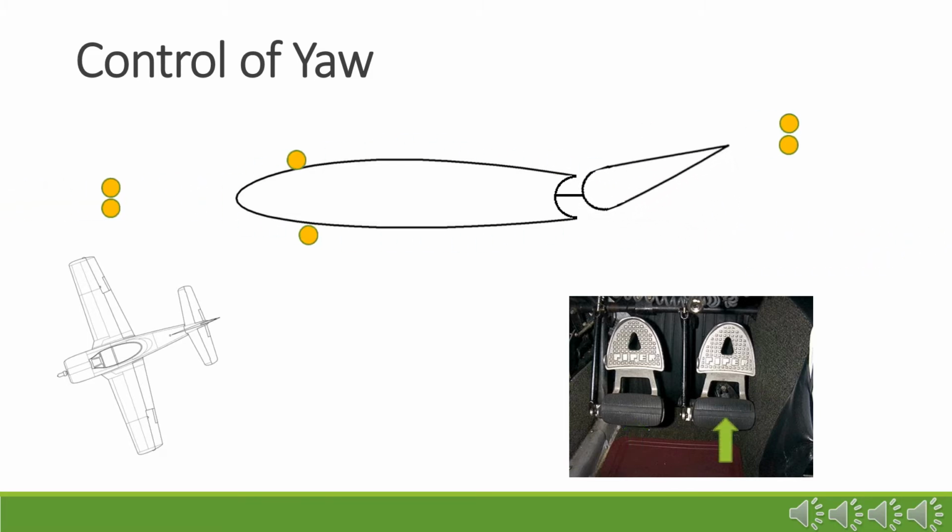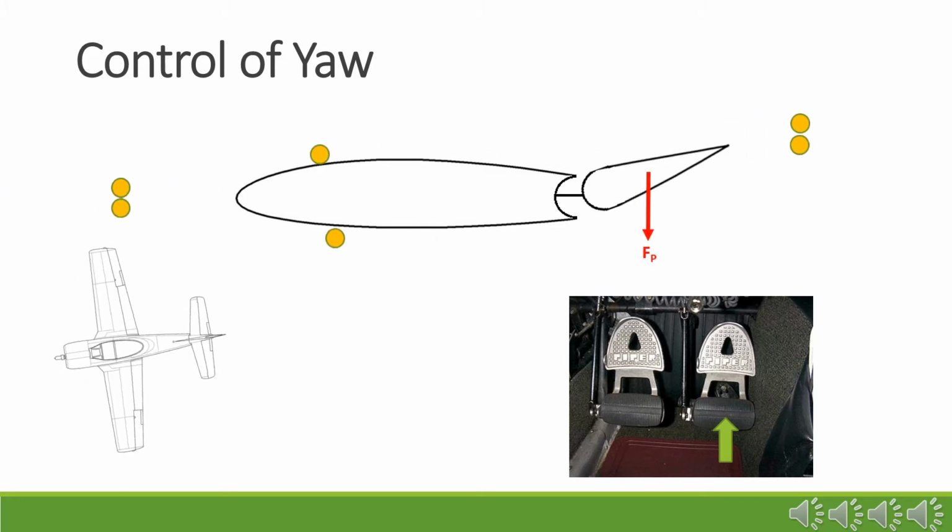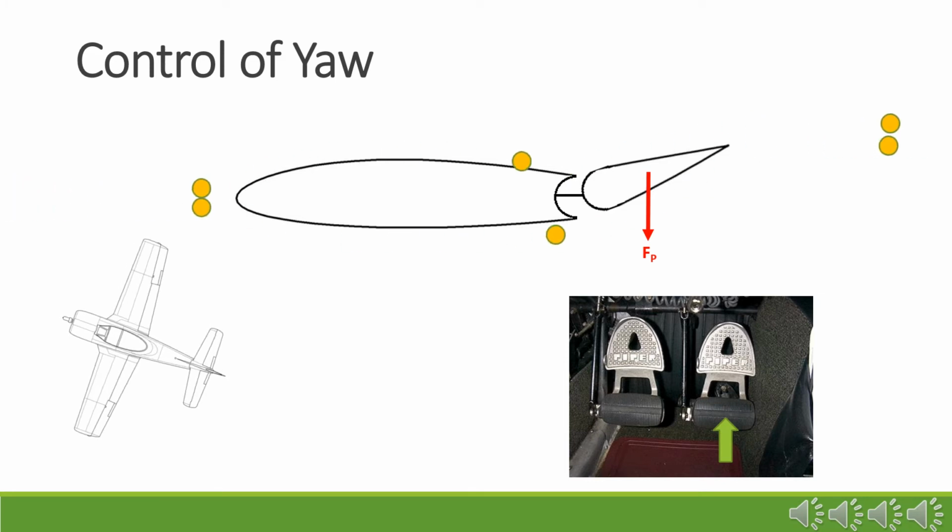By pushing the right rudder pedal, the rudder is rotated in a counterclockwise direction. The normal, drag, and perpendicular forces are applied, with a perpendicular force now pushing the tail in a clockwise direction, which causes the aircraft to turn to the right.